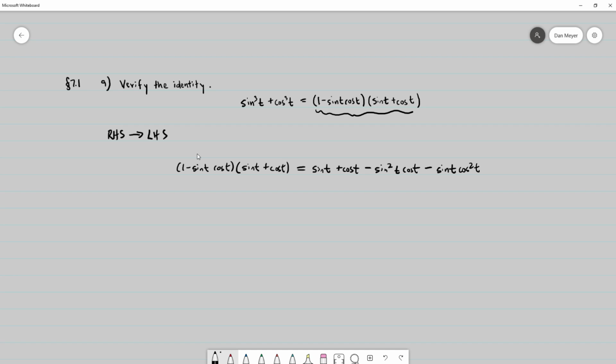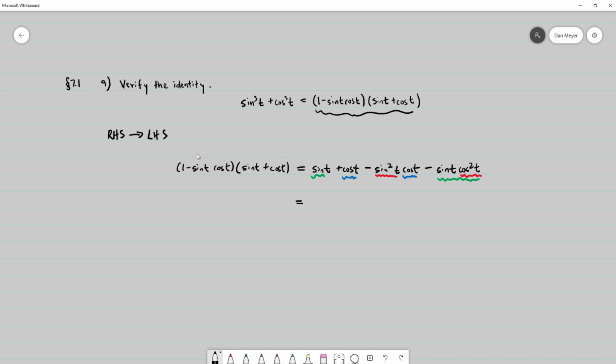Now, that didn't look like it got us too far, but what I see is I've got a sine squared and a cosine squared that I might be able to work with. But before we work with it, let's see, I've got two terms that involve a cosine t, and I've got 2 terms that involve a sine t. I'm going to group those together.